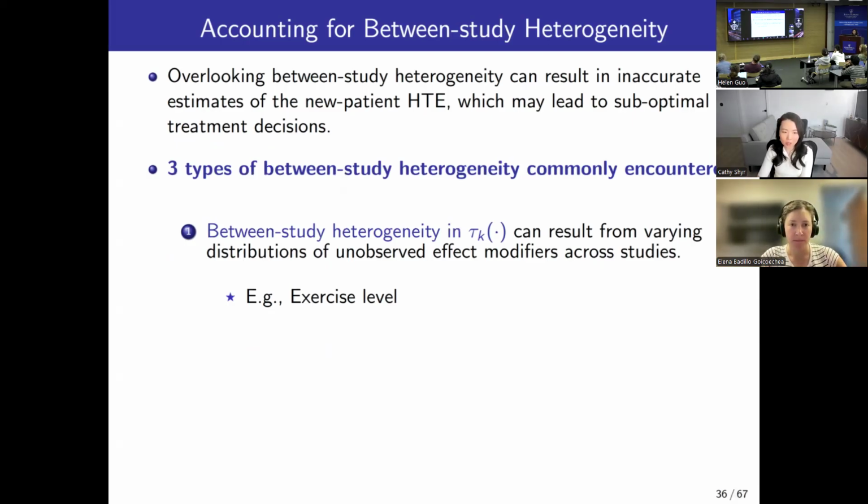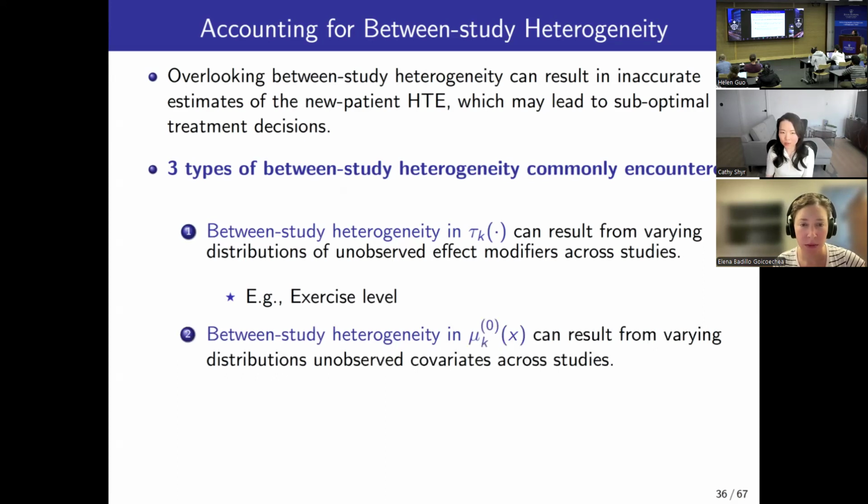The first is between-study heterogeneity in the tau_k. This can arise from varying distributions of unobserved effect modifiers across studies. So going back to the breast cancer example, there's a lot of evidence that shows exercise level is a modifier of breast cancer treatment. So if exercise level is not routinely collected in clinic, meaning it's unobserved, and if two studies have different distributions of exercise levels, then tau_1 is not equal to tau_k.